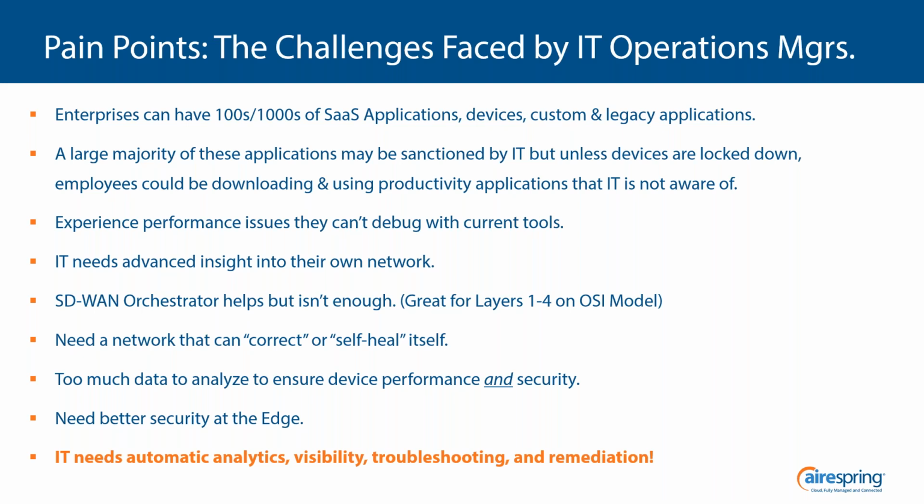The SD-WAN orchestrator is helpful, but it's not enough because it really focuses on layers 1 through 4 of the OSI model, and Chuck's going to touch on that. What would be best for IT operations teams today is a network that could correct or self-heal itself, because they're spending way too much time collecting and analyzing data, and they're not able to do the remediation. If you look at this last bullet, they spend hours, days, weeks collecting, analyzing, and not really doing remediation, and they get called out for this, and the fingers get pointed at them all the time.